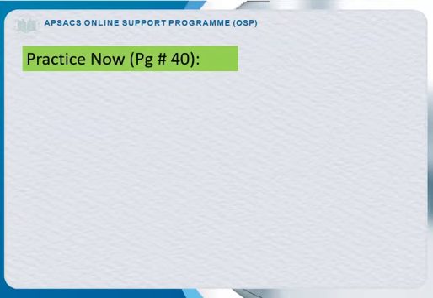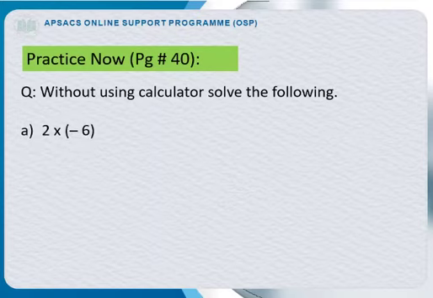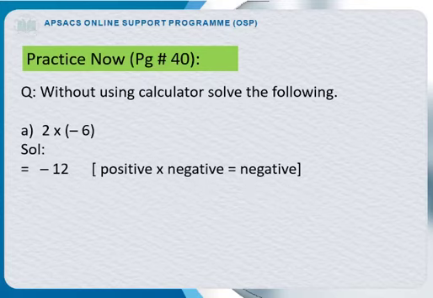Now let's practice. Question is, without using a calculator, solve the following. Part A is 2 multiplied by -6. Now the first number is positive and the second number is negative. Whenever we multiply a positive number by a negative number, the answer will be a negative number. First we will put the heading of solution. Afterward we'll multiply 2 into 6, 12, and negative sign as it is. Why? Because plus minus is minus and -12 is your final answer.